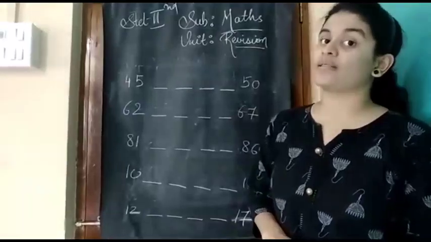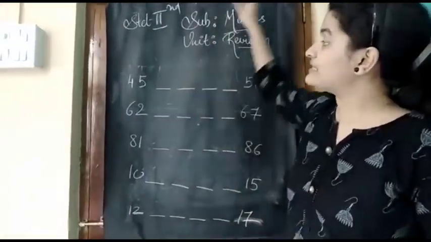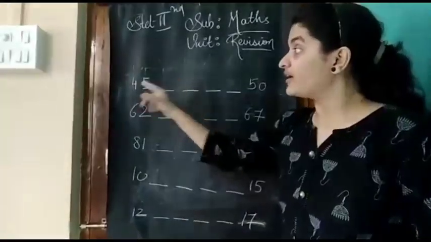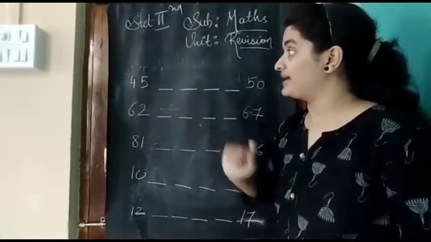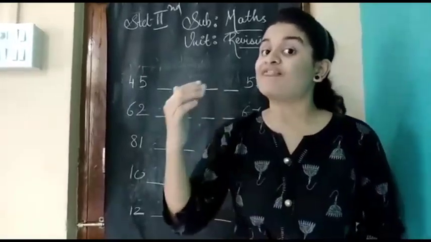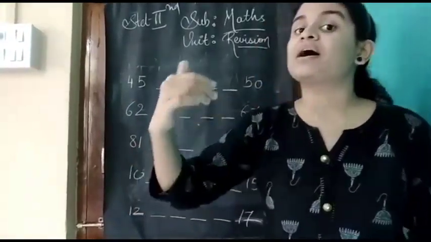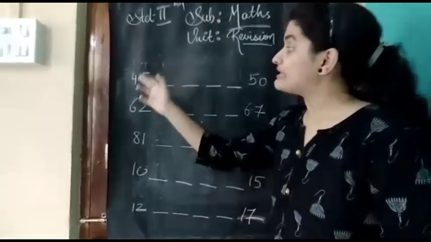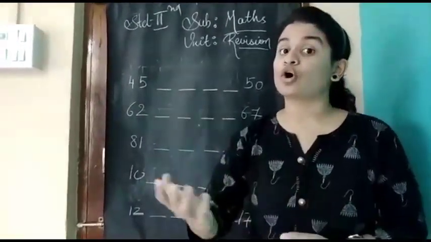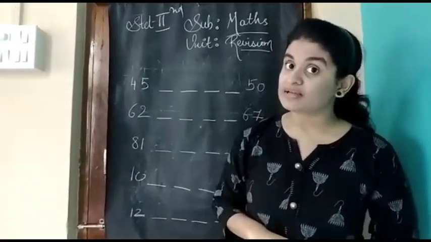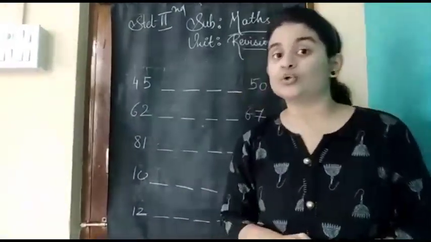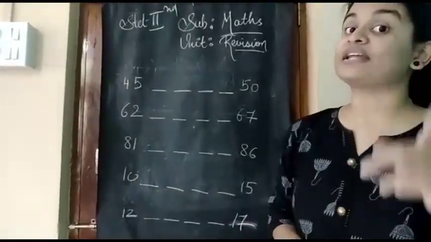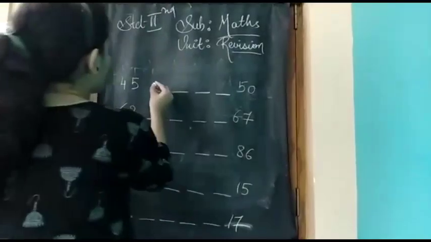Students, as you can see on the blackboard, here I have written some numbers. Right? Yes. First number is 45. So can you tell me after number 45 which number comes? तो बच्चों, क्या आप मुझे बता सकते हो इस 45 नंबर के बाद कौन सा नंबर आता है? Yes. Very good. After 45, the number which comes is 46. Let's write.